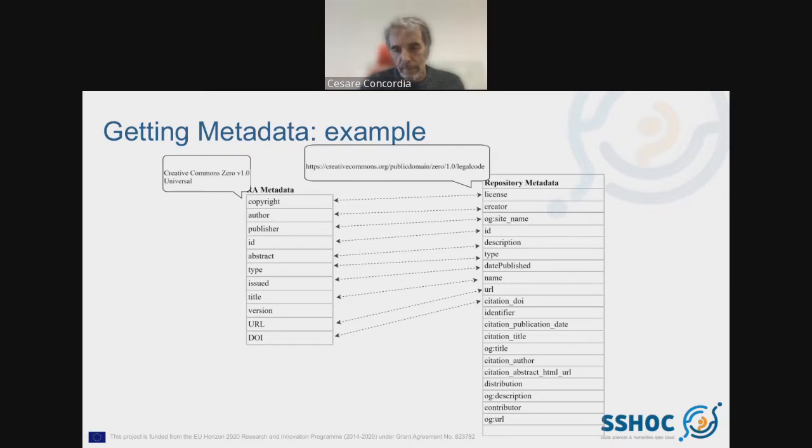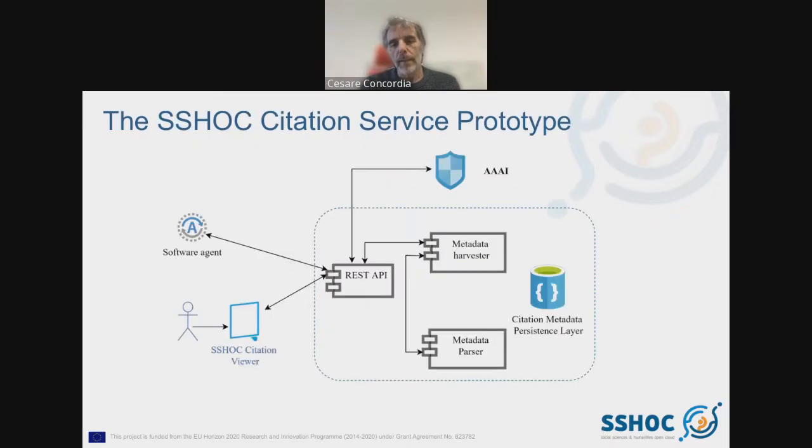So this is the scenario, and the prototype tries to harvest the data, parse the data and store this kind of information locally, and of course provide an API that can be used by any software agent, through a JSON request, or by the citation viewer that I'm going to show you in the next slide. I think I will have a few minutes again.